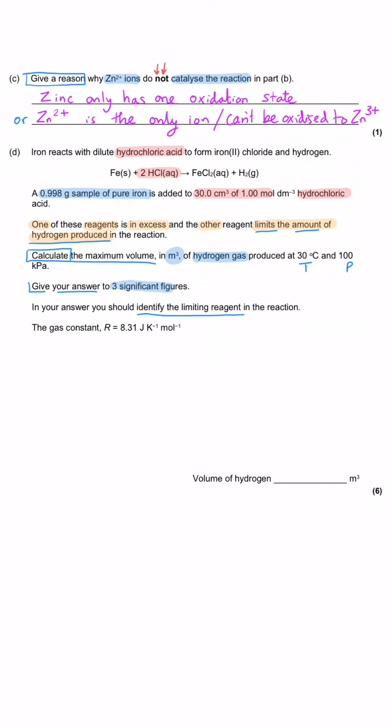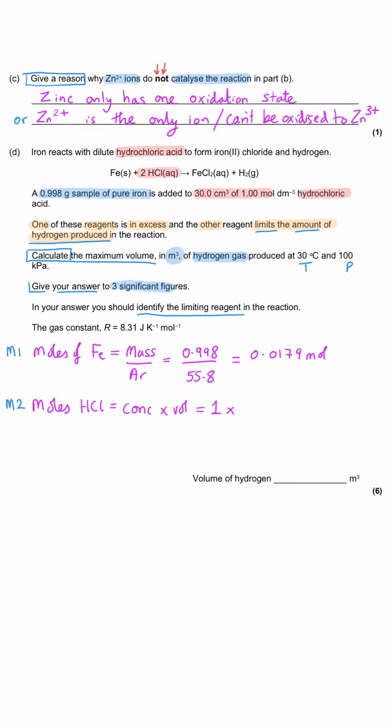Even though the first command we were given was to calculate the maximum volume of hydrogen, we actually can't do that until we know which of our 2 reactants is the limiting reagent. And so, since the iron is a solid, we need to work out the moles of iron by doing mass divided by relative atomic mass. So 0.998 divided by 55.8 gives us 0.0179 moles. And then for the HCl, we do concentration, 1 multiplied by volume, 30 divided by 1,000, because that needs to be in dm cubed, and that gets us 0.03 moles of HCl.